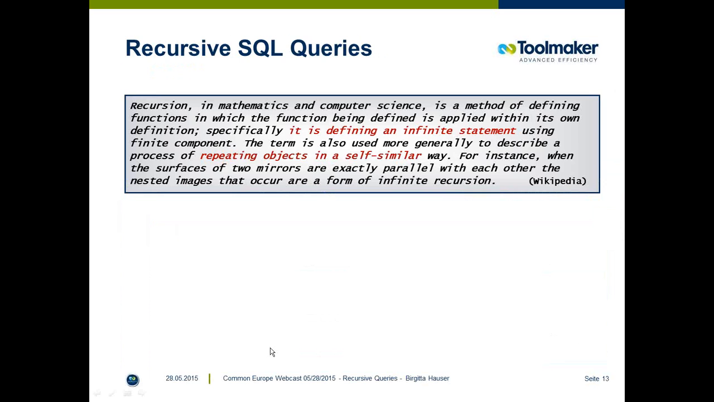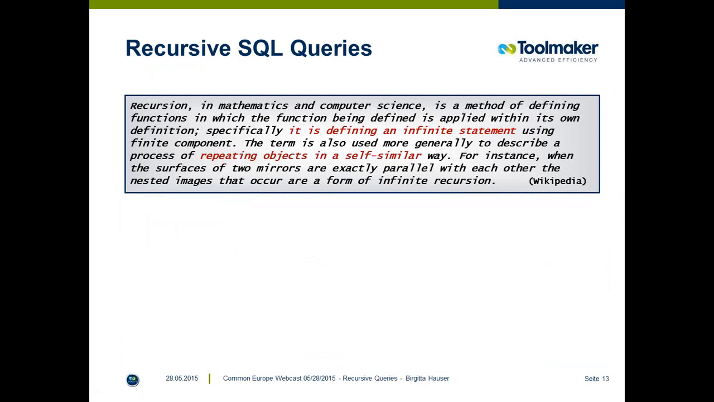So if we have a look at the recursion, I asked Wikipedia, what is recursion? There are two things that are very important. It is defining an infinite statement. So that means a recursion can be, for example, a train plan or a flight plan. So I can go from A to B. I can also go from B to A, and I can do a round tour. So theoretically, there is no end. And the objects are repeated in a self-similar way.